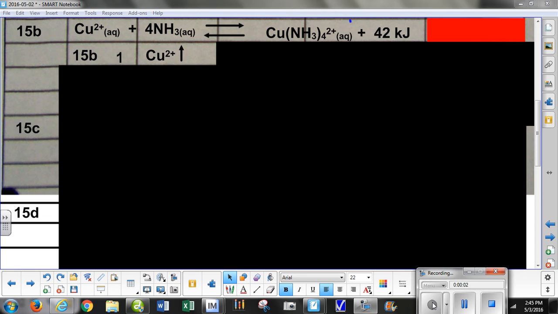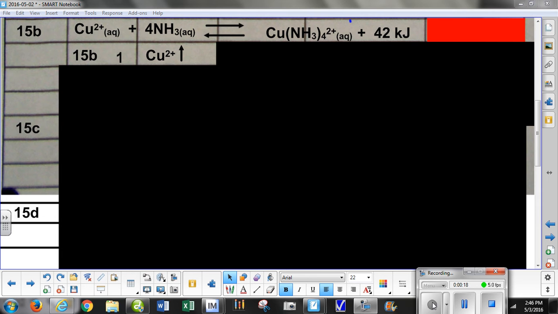Here we go. We are looking at last night's homework. Today is the 3rd of May. It's a Tuesday, and we're seeing how to work problems from Modern Chemistry, page 622.